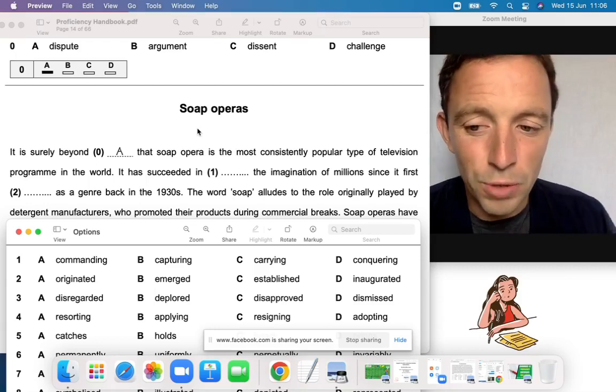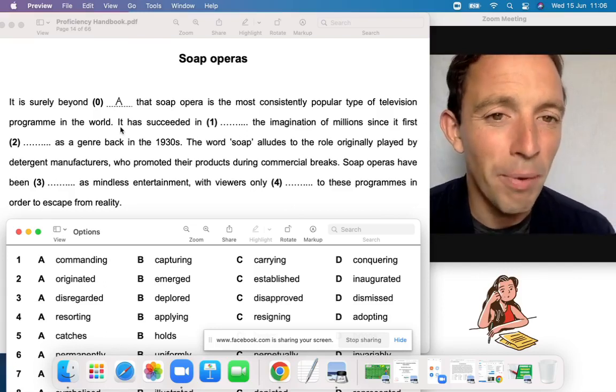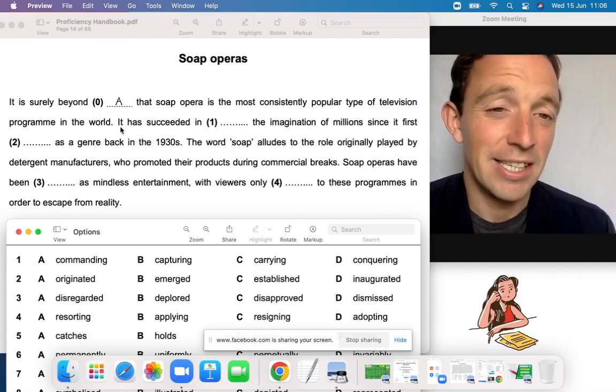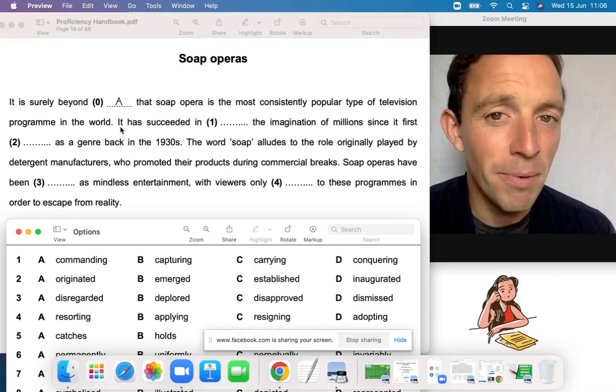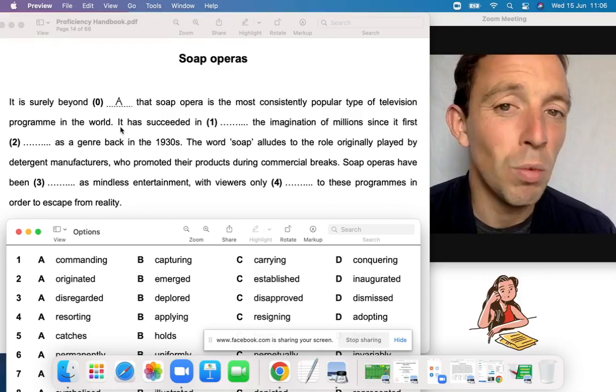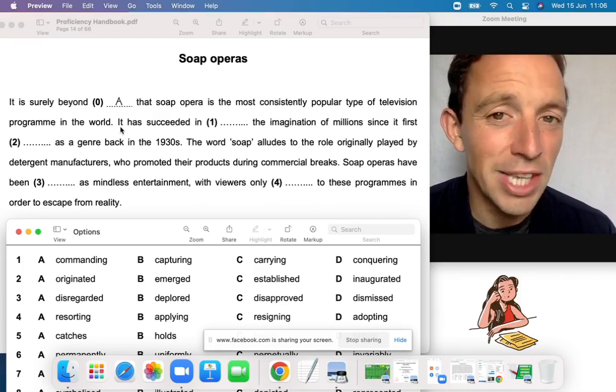Okay, option one. The subject, I think, is the soap opera. Has succeeded. This is very important because the noun is success and the adjective is successful. But the verb of this family is to succeed. And it's very typical with this structure, succeed in plus the ing: succeed in winning, succeeded in having, succeeded in contacting, succeeded in making. That's the typical structure, succeed in plus the ing.